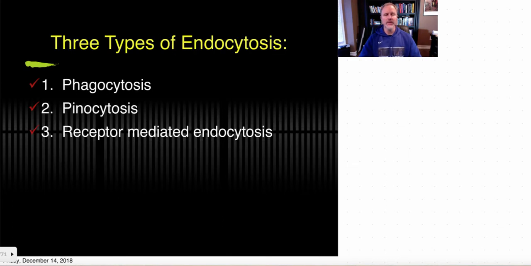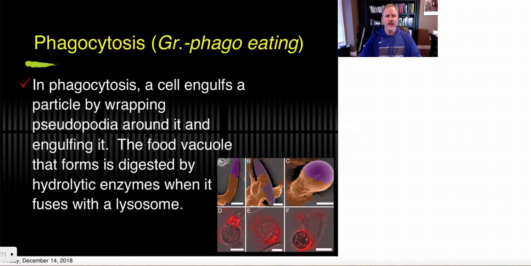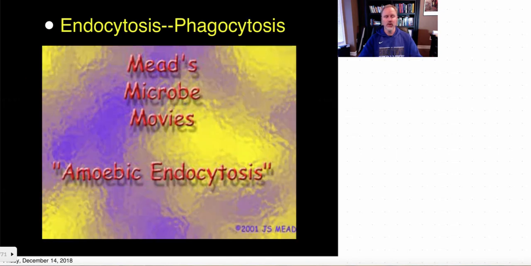There are three main types of endocytosis: phagocytosis, pinocytosis, and receptor-mediated endocytosis. With phagocytosis, the cell is going to take some pseudopods and wrap them around the object, engulf it, and bring it in, and then fuse it with a lysosome, which is a bag of hydrolytic enzymes, and it's going to break down the contents of what it brought in. So it's the way that some organisms eat.